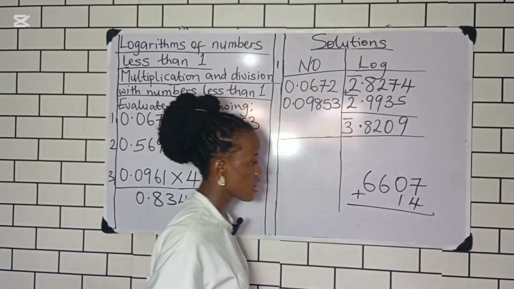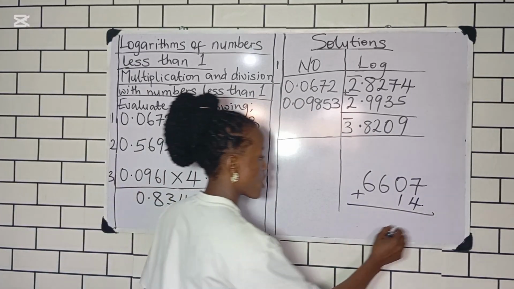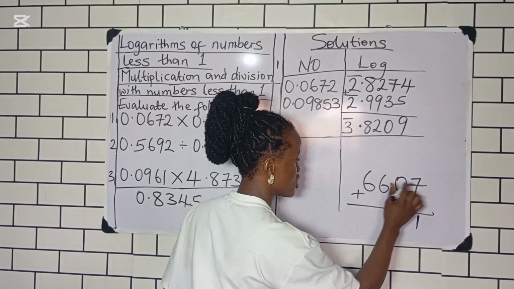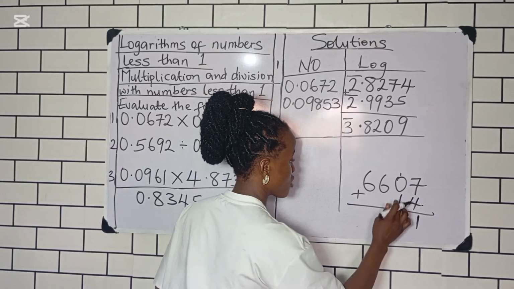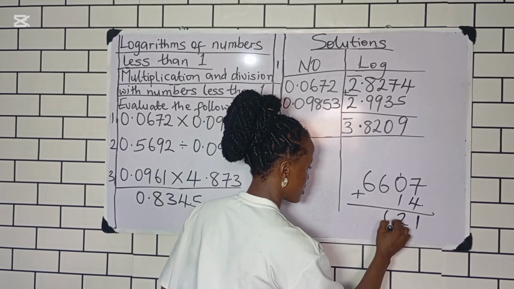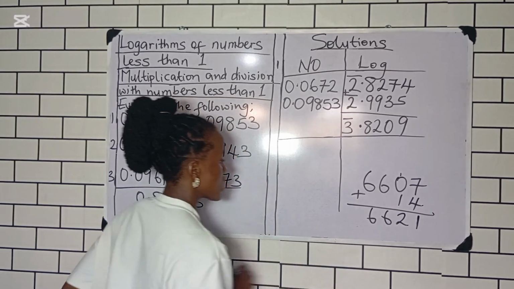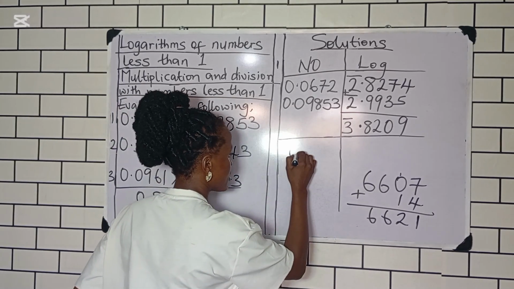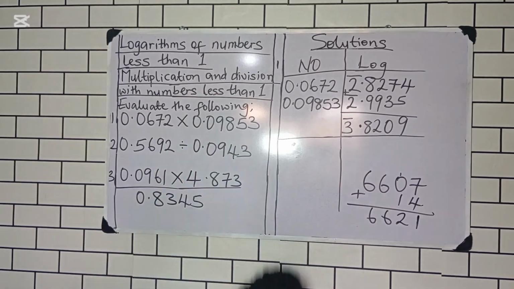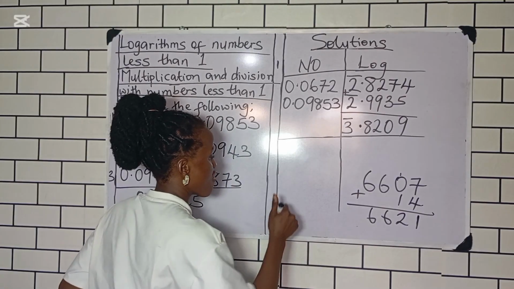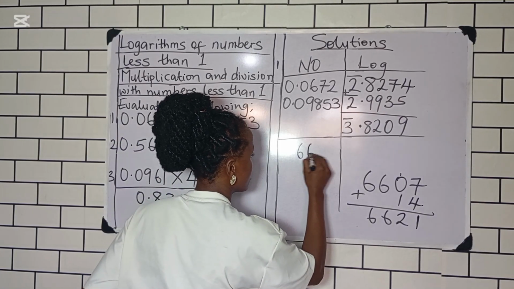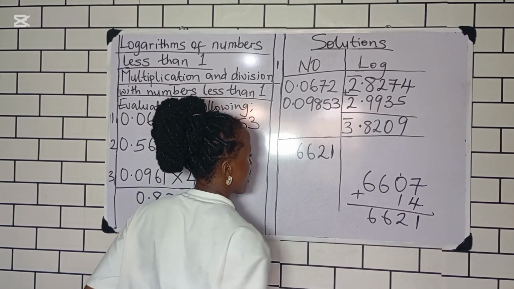7 plus 4 here will give us 11. You write 1, carry 1. Add the 1 to this 0, you have your 1. 1 plus 1 here, 2. Bring down 6. Now here we have our 6621.